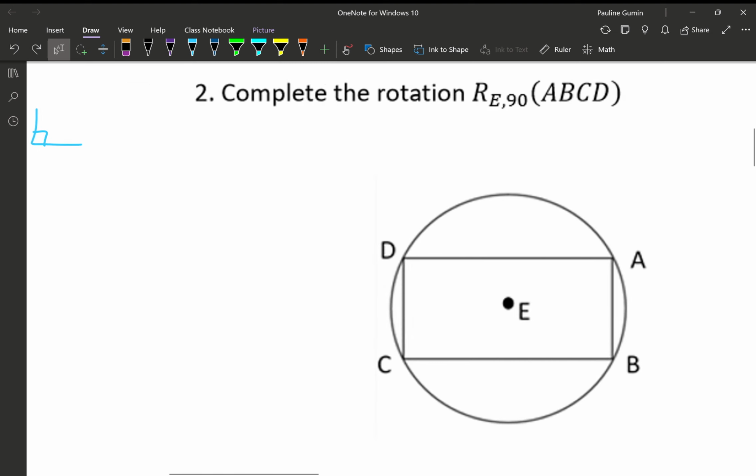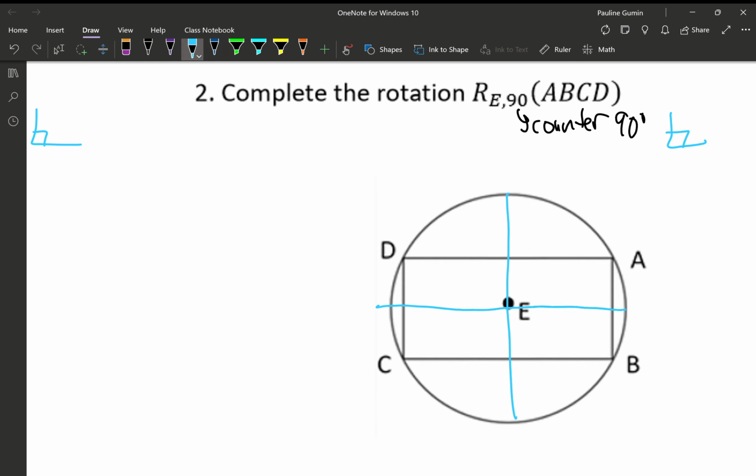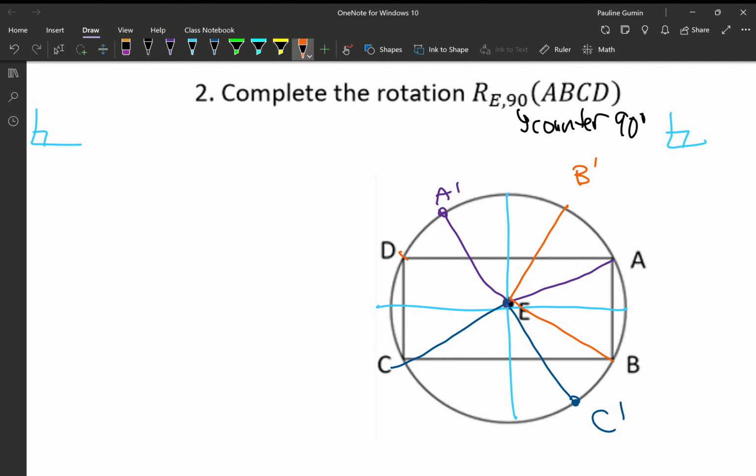Number 2, we are rotating 90 degrees counterclockwise, right, because it's positive. Okay, so I'm going to split my circle up into quadrants, kind of helps me see it. And then I'm going to do the same thing as I did, except this time we're going counterclockwise. So L shape with A, and then with B, and then with C, and lastly with letter D.